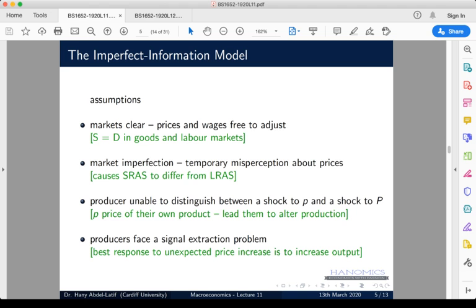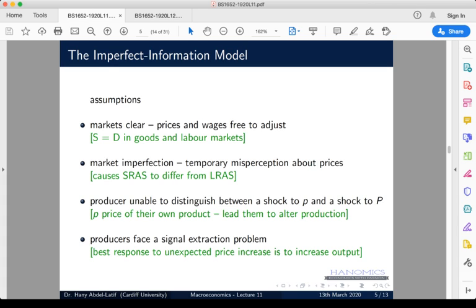So again, as I said before, the imperfect information model tries to provide an explanation of why the aggregate supply curve is upward sloping, which is exactly the same destination that the sticky price model reached at the end, but with a different route, a different way of showing the same thing. The main idea here: we had some assumptions, markets clear, prices and wages are free to adjust, and equilibrium happens in the goods market and in the labor market.